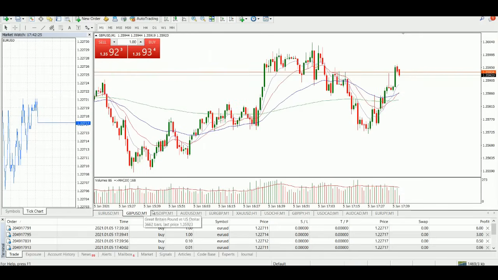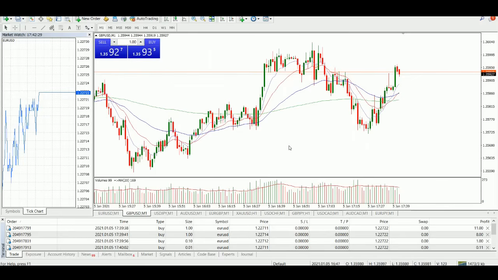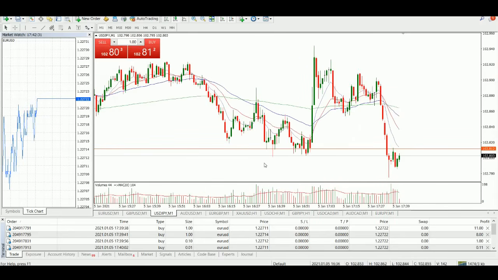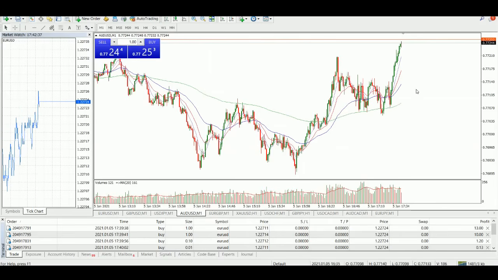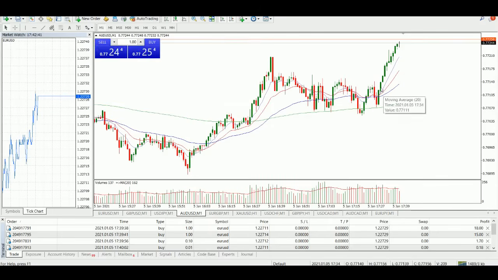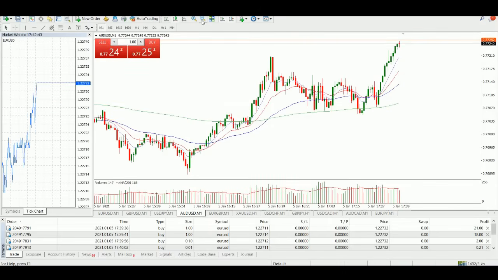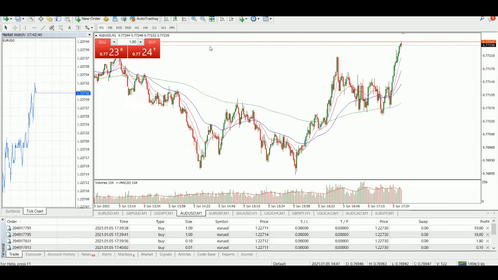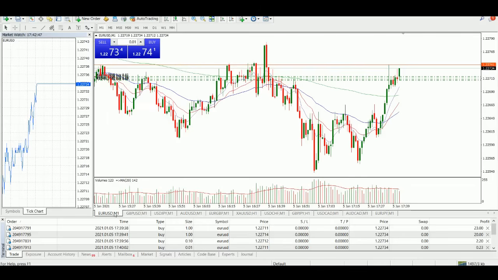Let's see other markets meanwhile. Also, GBP dollar is relaxing a little bit from this uptrend. For the USD yen, somehow going sideways before continuing this downtrend. And AUD dollar is very tough. So the best one for the moment is AUD dollar. Okay, AUD dollar is doing a great uptrend for the moment. Okay, that's it. Euro dollar started to go up.